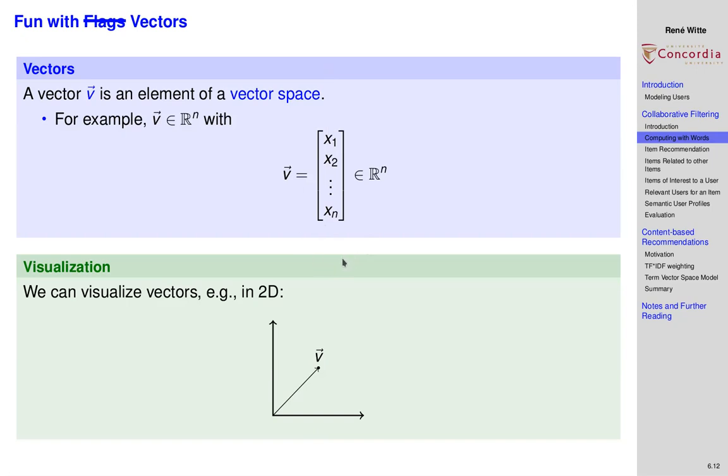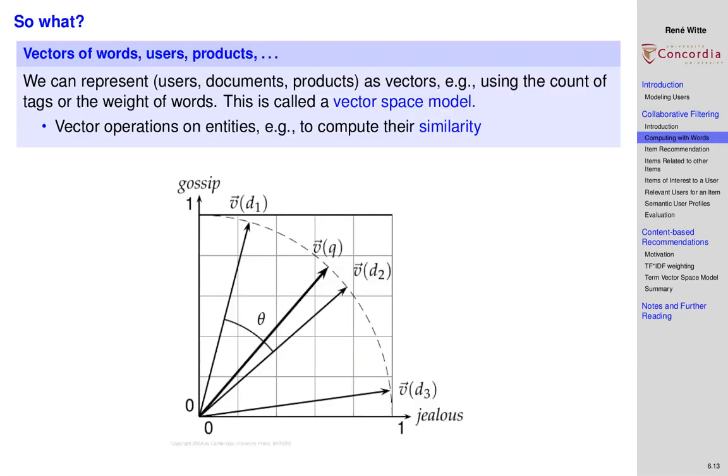So now what's the connection between these vectors that you all did in math in high school and undergraduate math and what we do here with recommender systems? Well, what's new is so far you did vectors with numbers, vectors of real numbers, of integers. Here what we do is vectors of items, of things like products or users or documents.